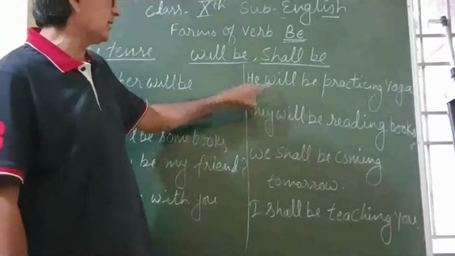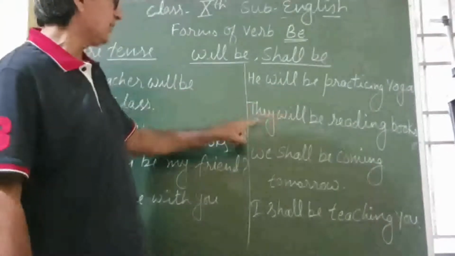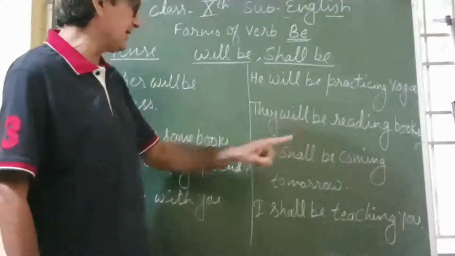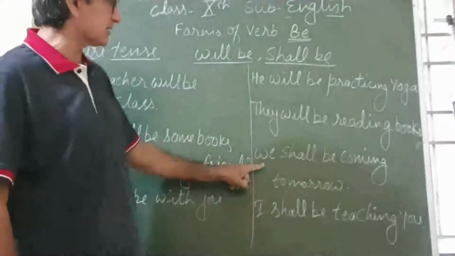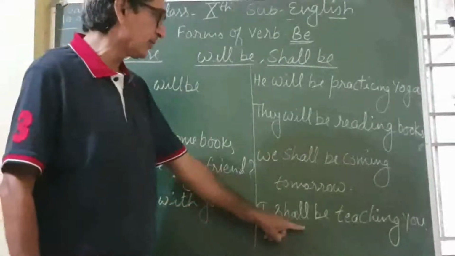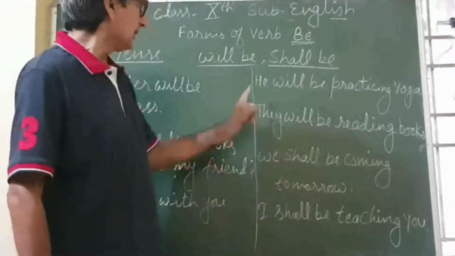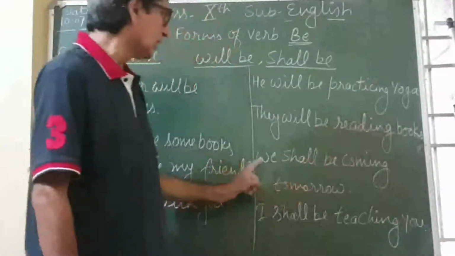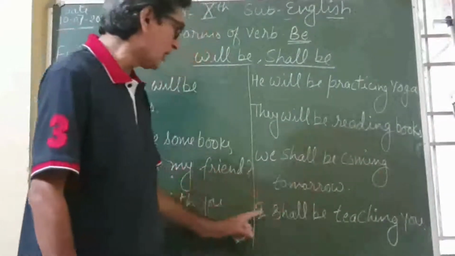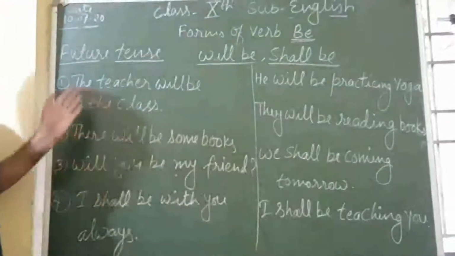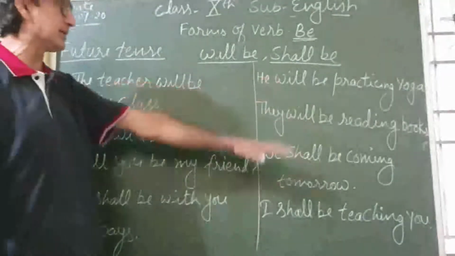He, third person, so we use will be. They, third person, so we use will be. And we, first person, so we use shall be. And I, first person, we use shall be. We will be practicing yoga. They will be reading book. We shall be coming tomorrow. I shall be teaching you. So you can see the use of will be and shall be in these sentences.